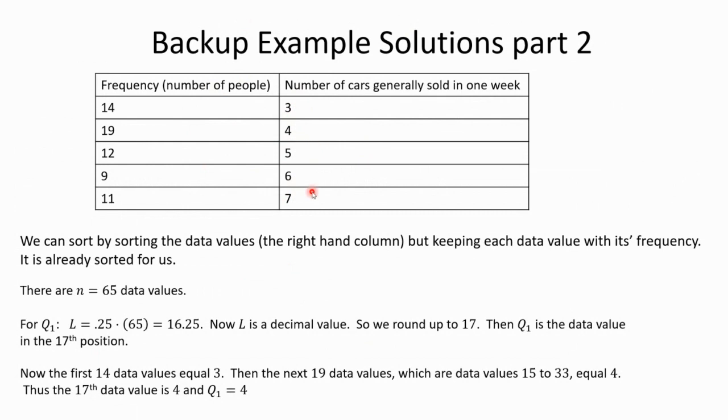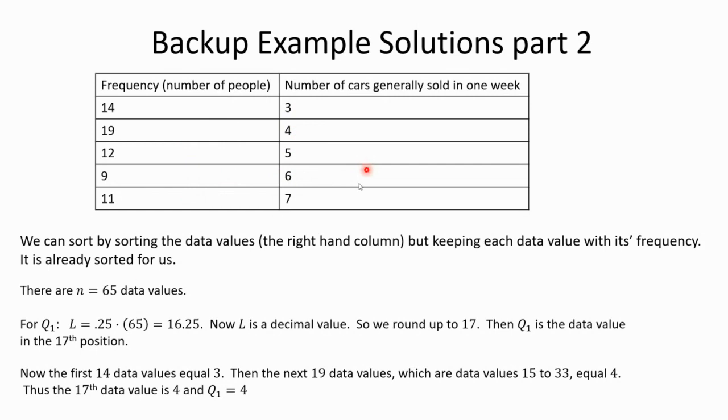Or if for some reason we were sorting it from biggest to smallest, let's say, 7 we would move to the top, but 11, its frequency, we would move with it. And then 6 would be next, 9 we would move with 6, and so on. I hope that makes sense. I've done an example like this before as well.